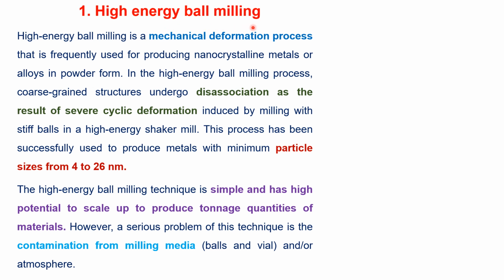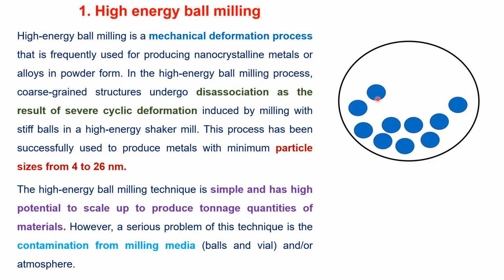High energy ball milling is the first physical method for the synthesis of nanoparticles that is based on the top-down approach that will include a mechanical deformation process. This deformation is done in a mechanical shaker or high energy mill shaker that has stiff balls made from metals. When coarse grain structures are introduced into this mill, they will undergo dissociation as a result of severe cyclic deformation that will produce particle size in the range of 4 to 26 nanometer.